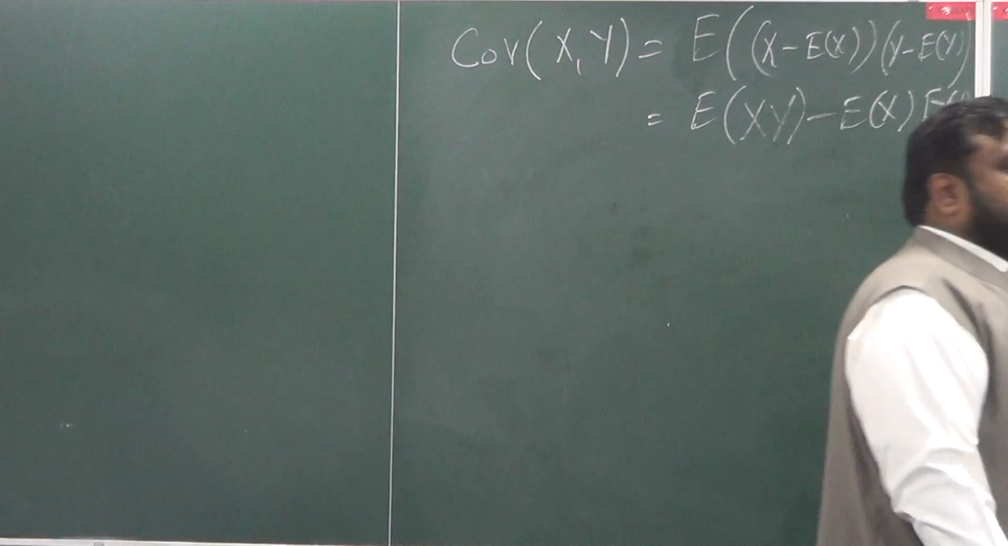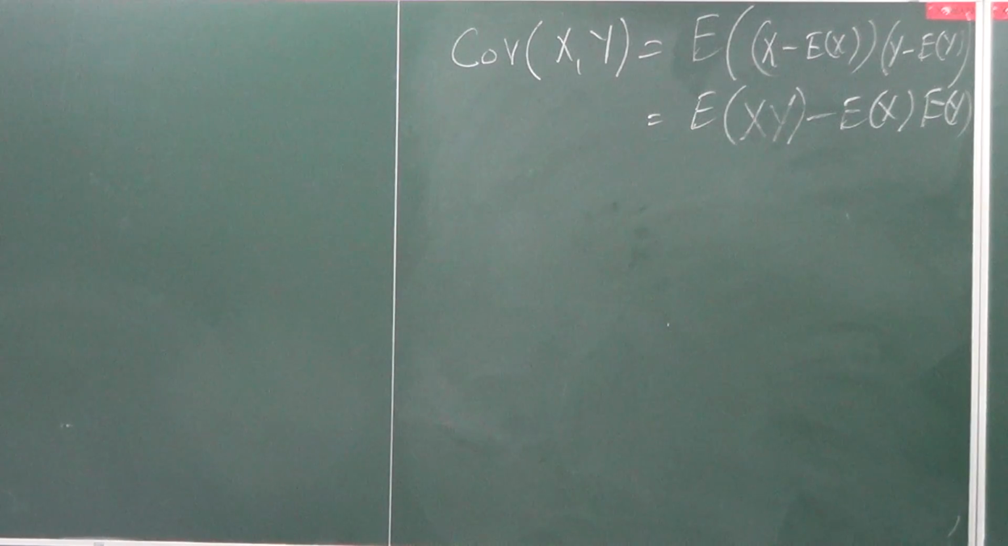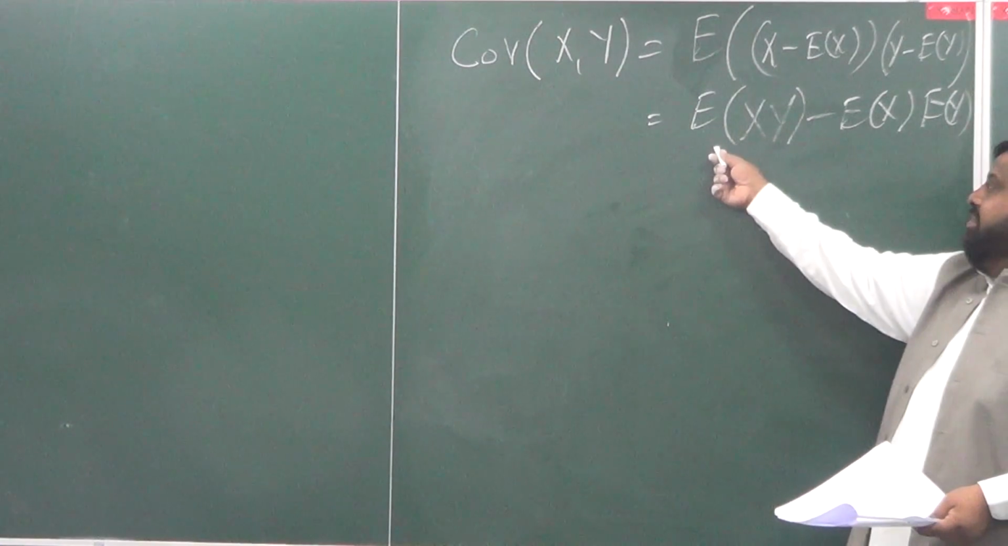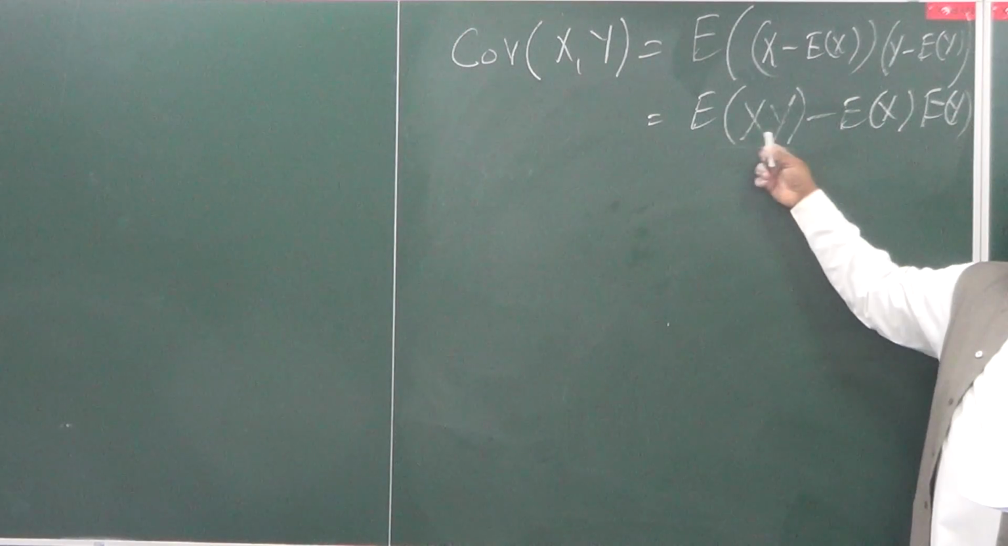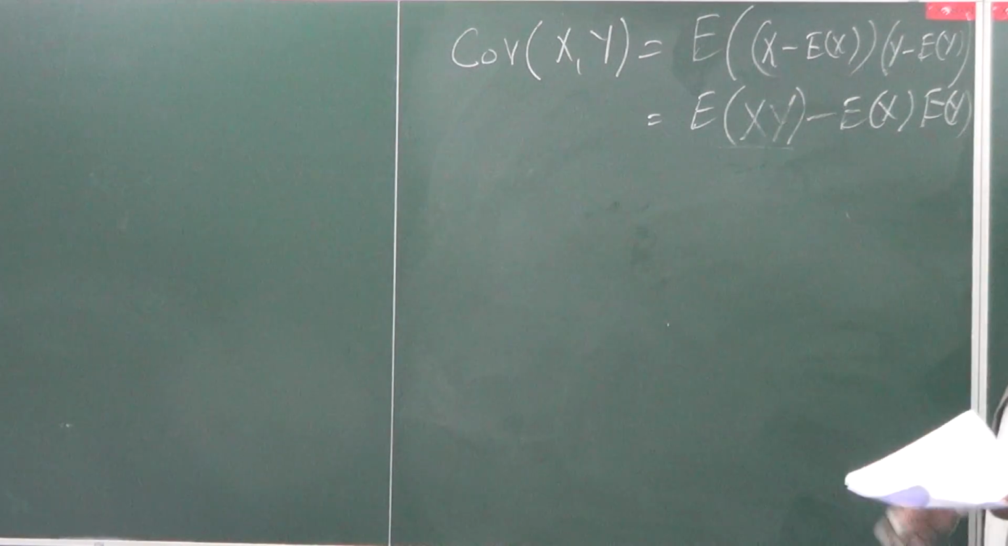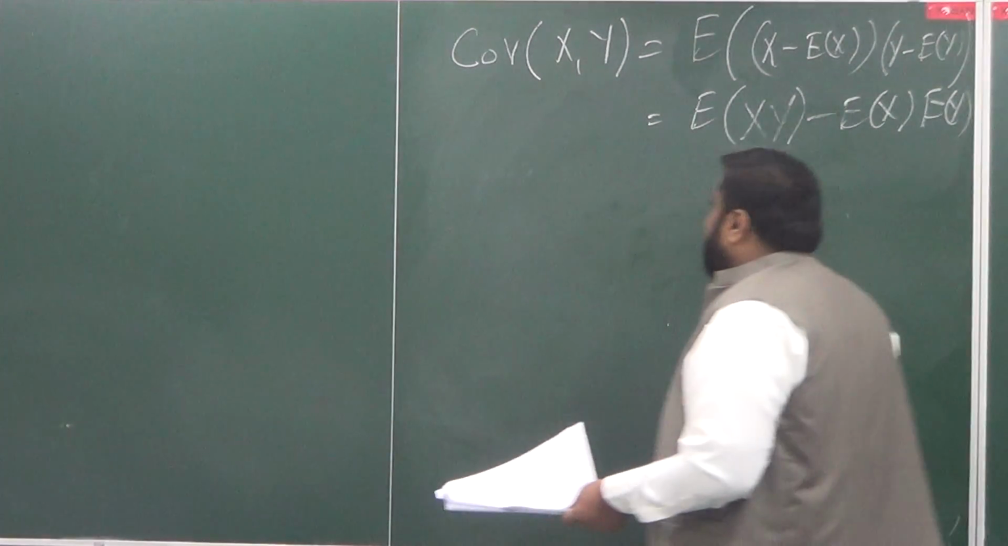Have a guess. If x and y are independent, what can you say about covariance? Zero. Why must it be zero? You can see it from here. Since x and y are independent, the expectation of xy must be the product of the expectations, so we know how to do it.